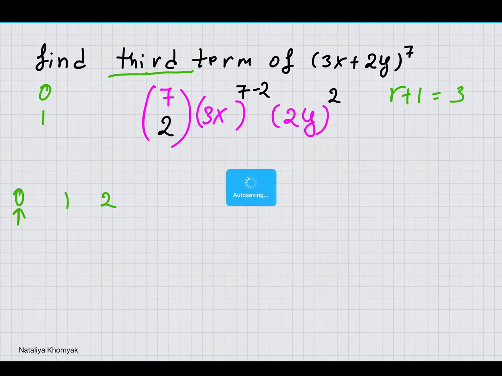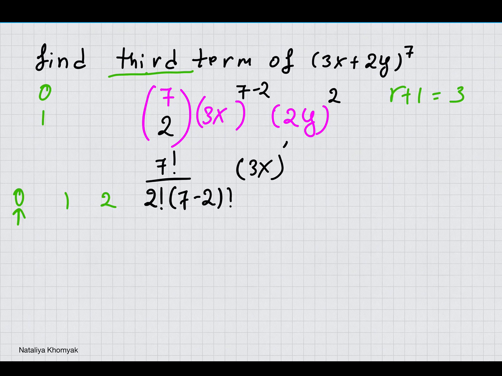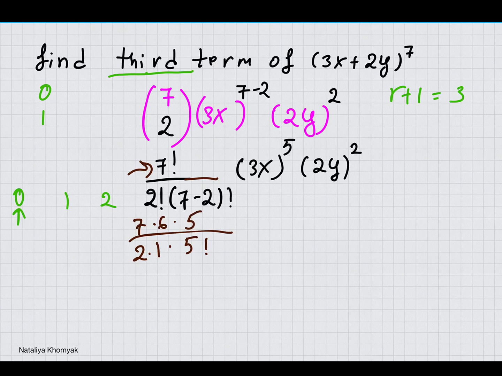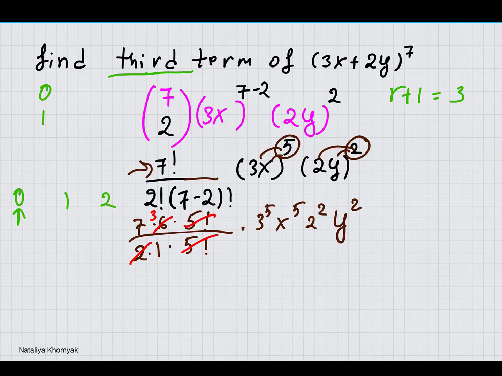So now we have 7 factorial out of 2 factorial, 7 minus 2 factorial, times 3x to the 5 times 2y to the second. Let's do the bottom of this factorial. We have 2 times 1 times 5 factorial. And let's expand the numerator. So we have 7 times 6 times 5 factorial. Distribute the exponent. We have times 3 to the 5, x to the 5, 2 to the second, y to the second. Something divided by itself cancels. 2 goes into 6 3 times. So this binomial coefficient is actually 7 times 3, which is 21.